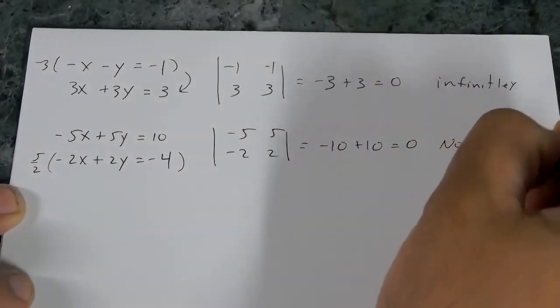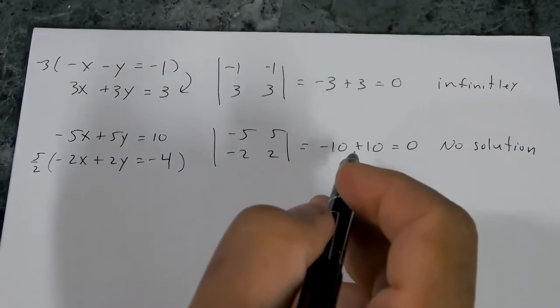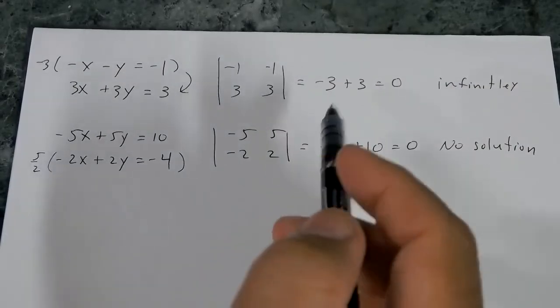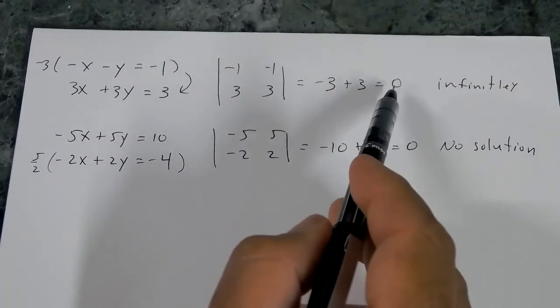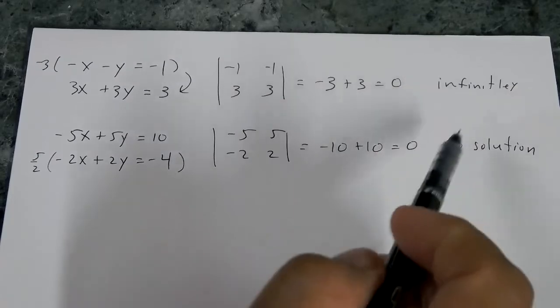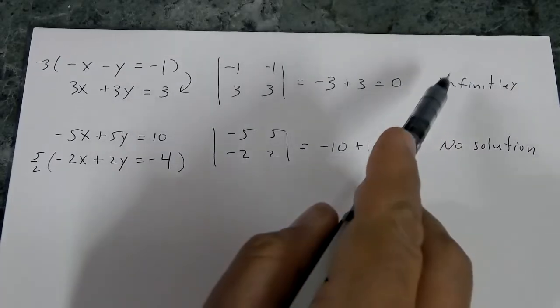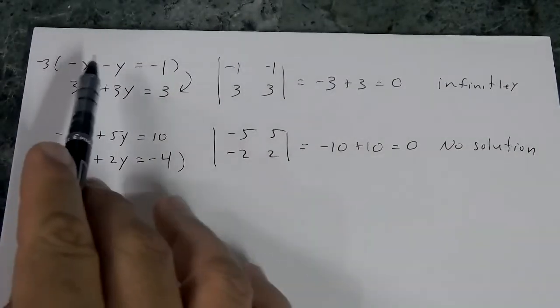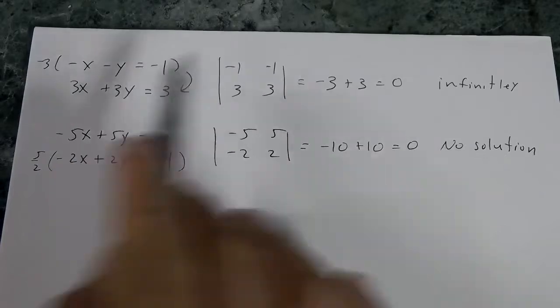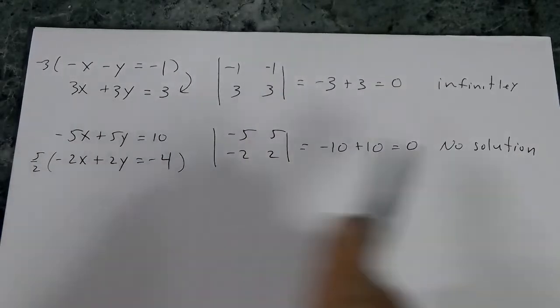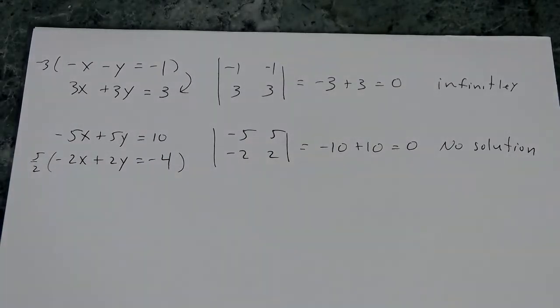So this is why we start with the augmented matrix first. And we see that if you get a 0, it could be two possibilities, either infinitely many or no solution. If it's infinitely many, we look at the system: is one a multiple of the other? If so, it's infinitely many. If it's not, then it's a no solution. Same thing happens with the 3x3 when you do the augmented matrix.